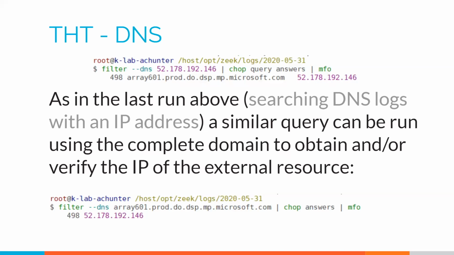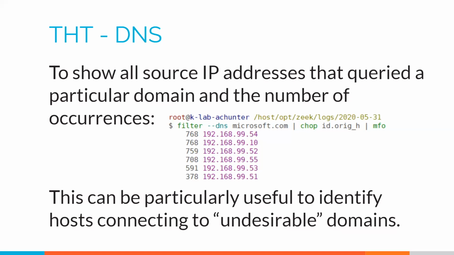If you don't know the IP, but you know the domain, you can reverse that as I'm showing below. Again, you just filter through DNS, put the domain, and pipe it through chop, just the answers. And then you'll see what the DNS server answered as far as the lookup of that domain. And you can also run it to show all the internal hosts or source IP addresses that queried a particular domain. In this case, I ran the example for Microsoft.com.